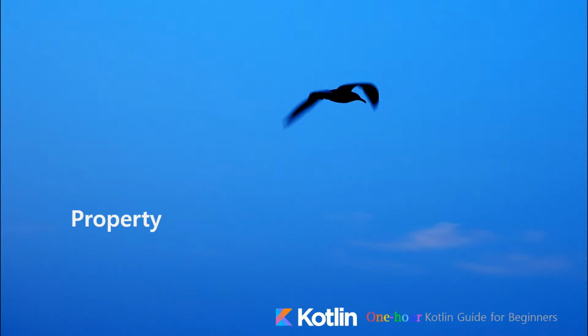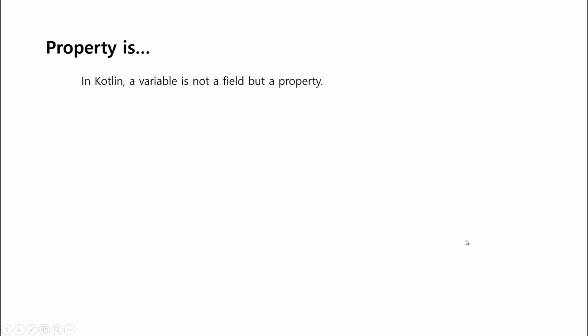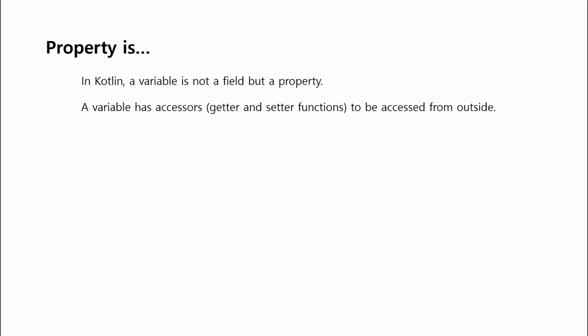Let's talk about properties. In Kotlin, a variable is not a field, but a property. What I mean by that is, a property is a variable that has accessors, which are a get function and a set function. This is showing how to declare a property. There are property name, type, and initializer.